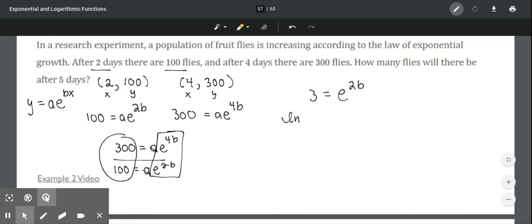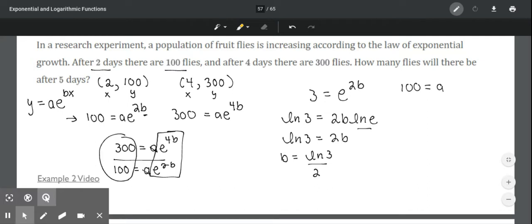We can take the natural log of both sides. So we get 2b times the natural log of e, which is just 1. So we get the natural log of 3 equals 2b. So b equals the natural log of 3 divided by 2, right? And now we can go back into one of our equations. I'm going to go back into this first one, and plug in that value for b so I can solve for a. So I'm going to say 100 equals a e to the 2 times natural log of 3 over 2. The nice thing here is those 2's could simplify.